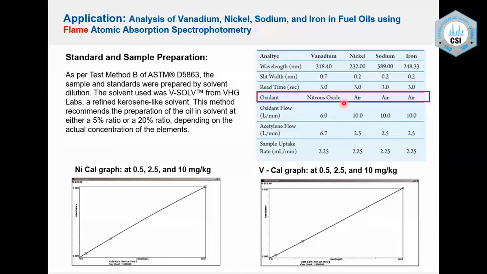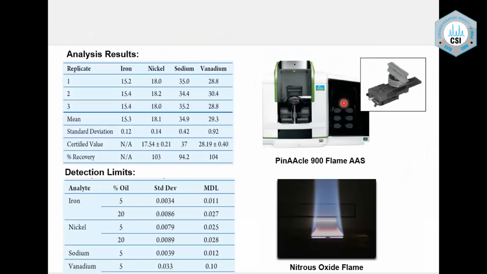If you want to change over from acetylene to nitrous oxide, you need to change the burner head and optimize the flame, and then you can do the analysis. These are the analytical results observed. A certified reference material was analyzed, and these are the values obtained for different elements with different replicates, and you can see the percentage recovery is almost within 90 to 110%. The detection limit test was performed by aspirating a blank and calculated with the standard deviation, and these are the MDLs observed for iron, nickel, sodium and vanadium.